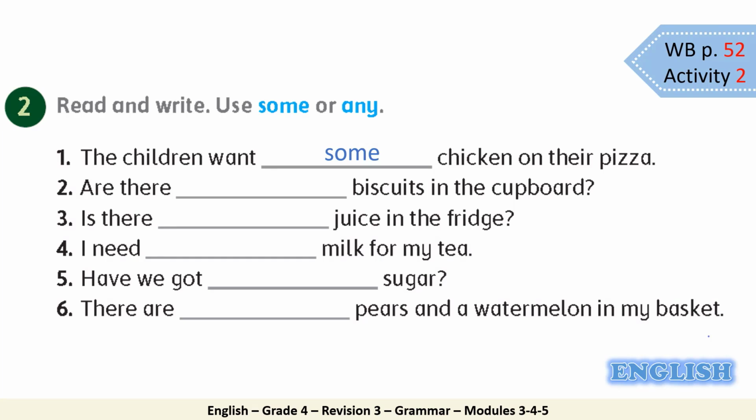Number 2. Are there any biscuits in the cupboard? 3. Is there any juice in the fridge? 4. I need some milk for my tea. 5. Have we got any sugar? 6. There are some pears and watermelon in my basket. Good job.